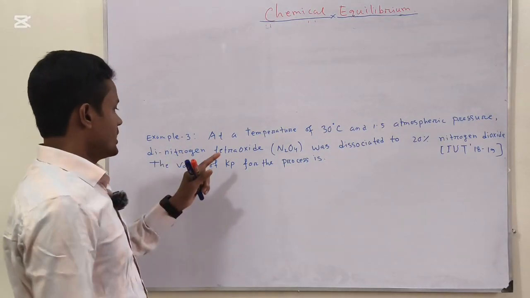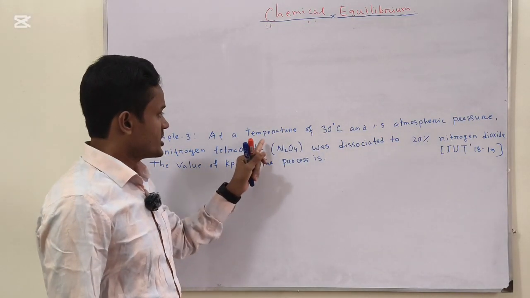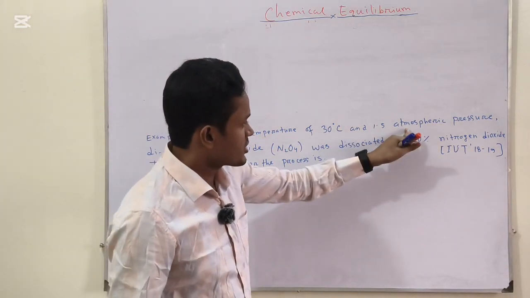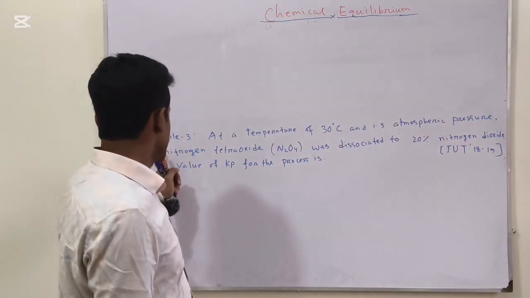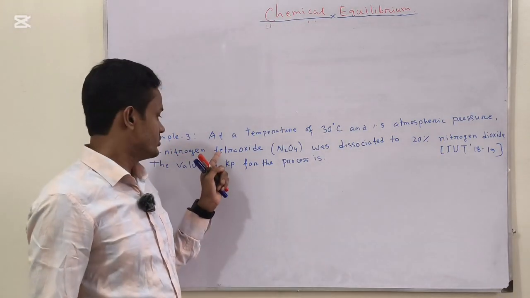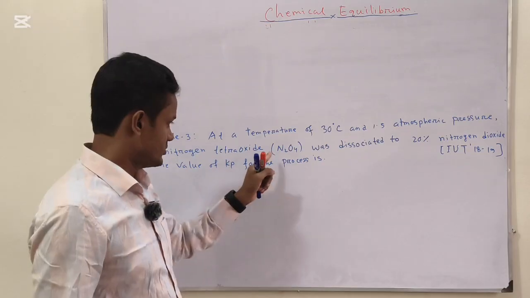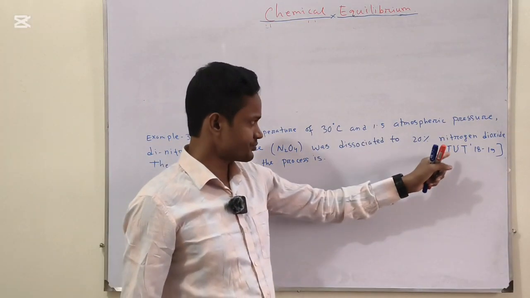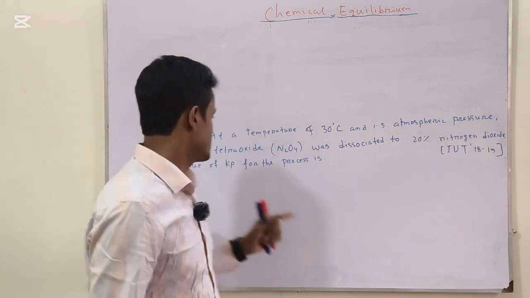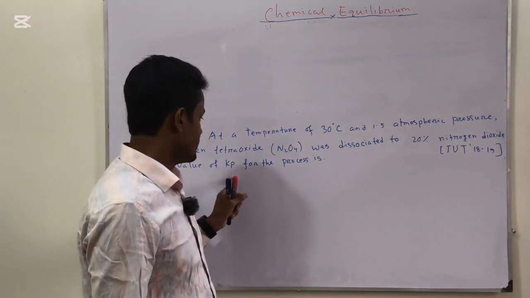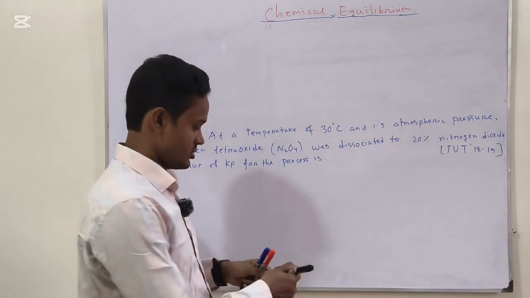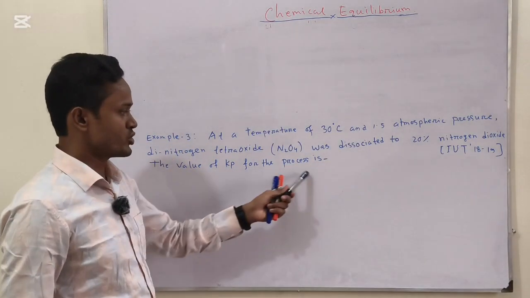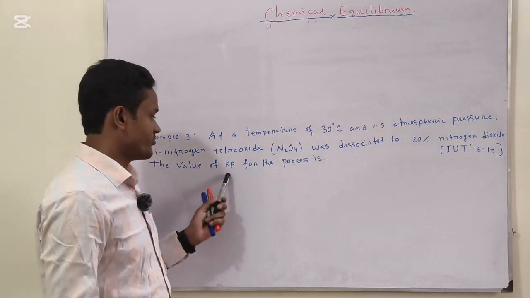Example 3. At a temperature of 30 degrees centigrade and 1.5 atmospheric pressure, dinitrogen tetroxide was dissociated to 20% nitrogen dioxide. The value of Kp for the process is, we can find out the Kp value.